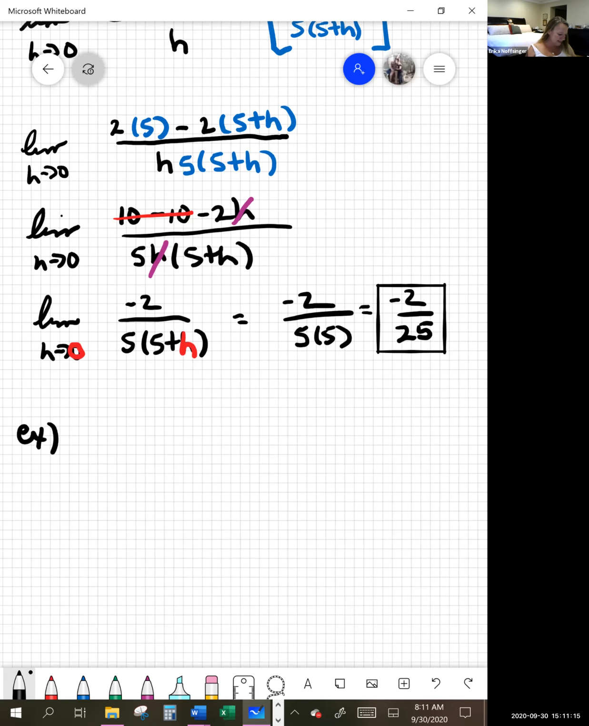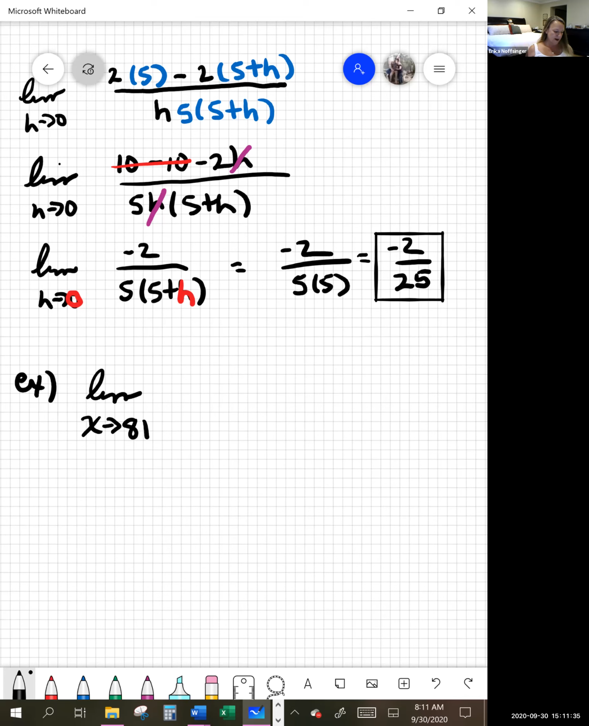So the next one, limit as x goes to 81 of the square root of x minus 9 all over x minus 81. So again, if you plug in the value, in this case 81, wherever we see an x, notice we get square root of 81, which is 9. 9 minus 9 is 0. So we get 0 over 0 again.